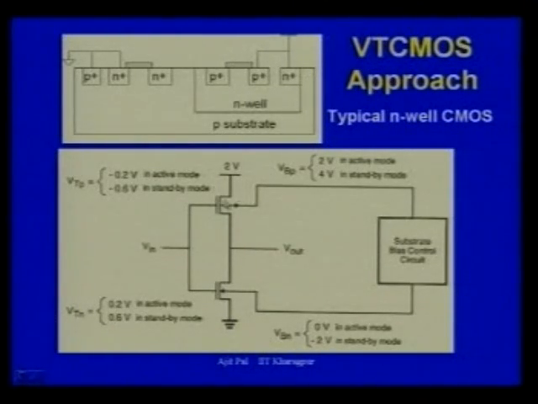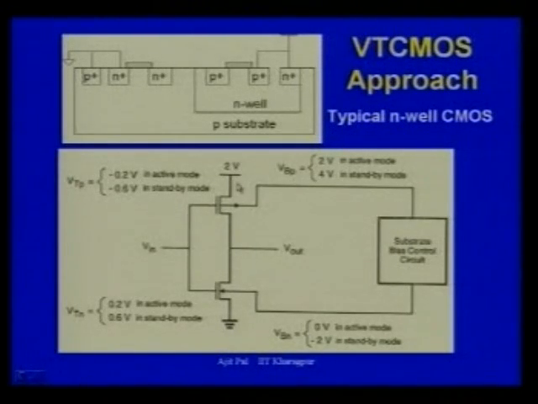What is being done here? You see, normally this source is connected to the substrate. Here also, this N well is connected to VDD. But to realize a VT CMOS circuit, you have to disconnect here and here. That means the substrate as well as the N well has to be given a different voltage.